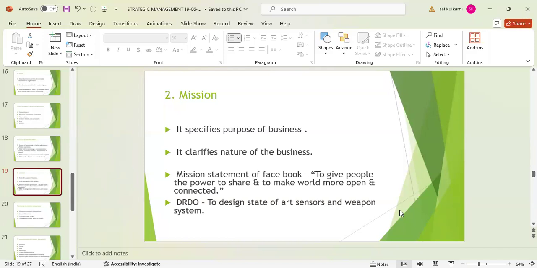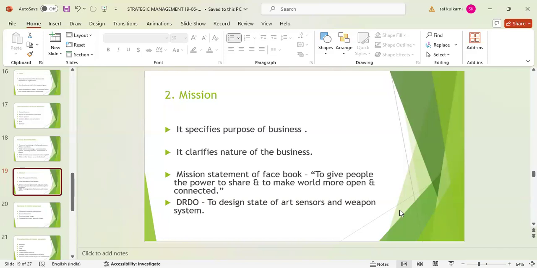We'll continue the first example of vision, DRDO. You have already seen the vision statement of DRDO. Now the mission statement of DRDO. What is that? To design state-of-the-art sensors and weapons systems. So here the work or activity by DRDO is more clear.